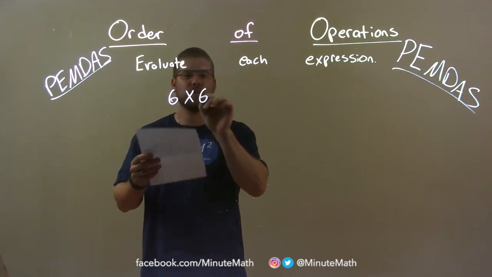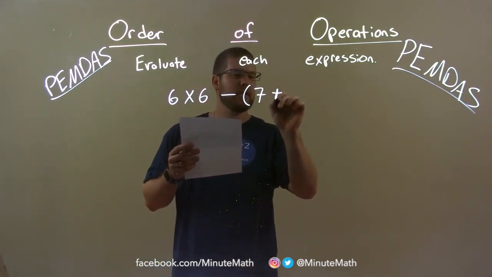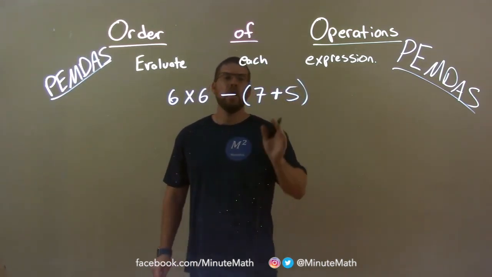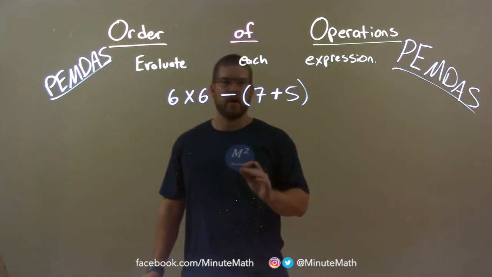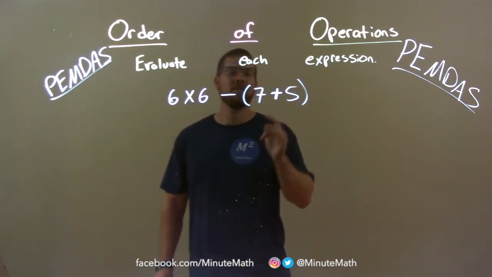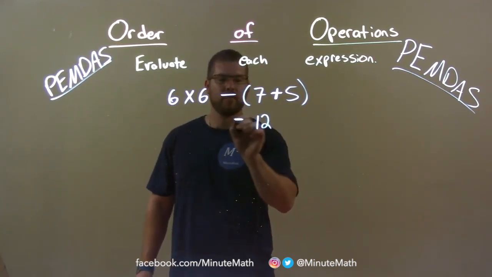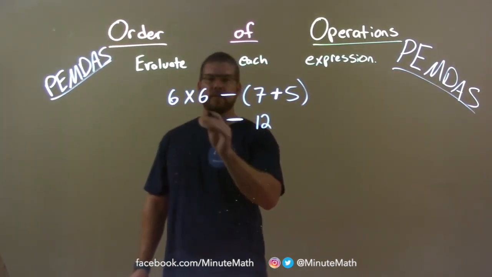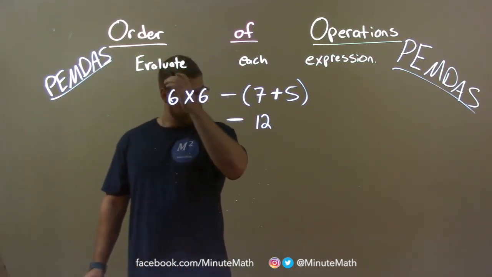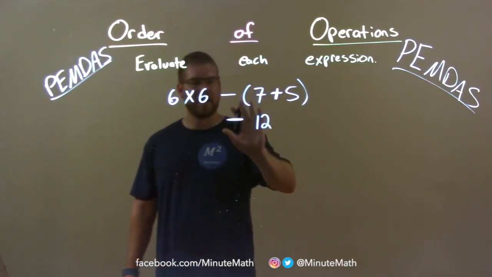6 times 6 minus parentheses 7 plus, that's addition, plus 5. Okay? Well, inside parentheses always comes first, so let's go do that. 7 plus 5 comes out to be 12. So we have a 12 here, and we have subtraction. Now, luckily for us, multiplication is our next step. Okay? We can bring that down if you want, but you sometimes like to combine these two steps at once, and you kind of can recognize that.